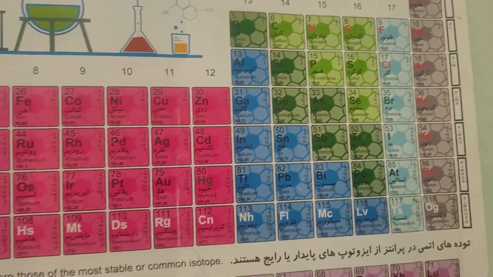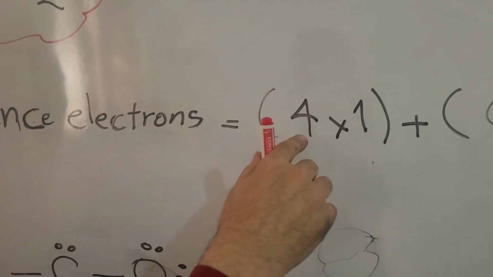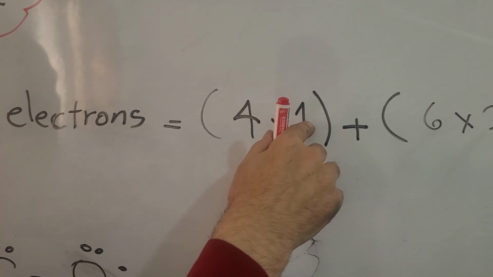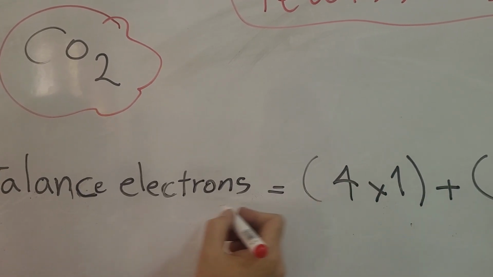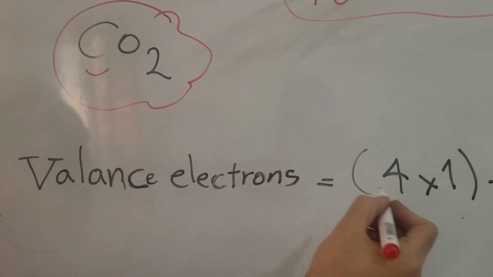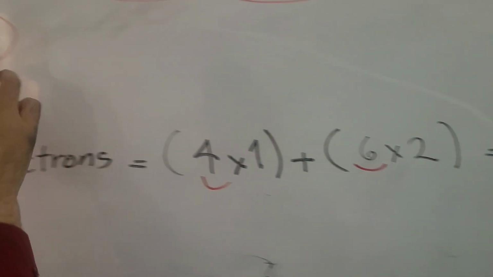So I have 4 times 1. Why? 4 is valence electrons for carbon and 6 is valence electrons for oxygen.